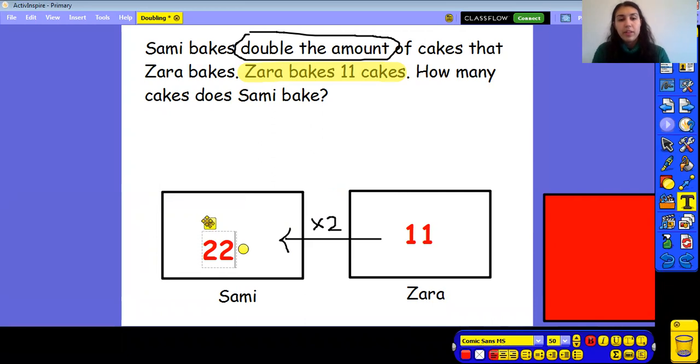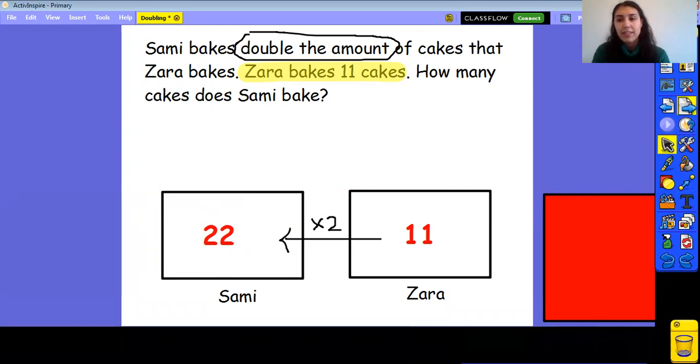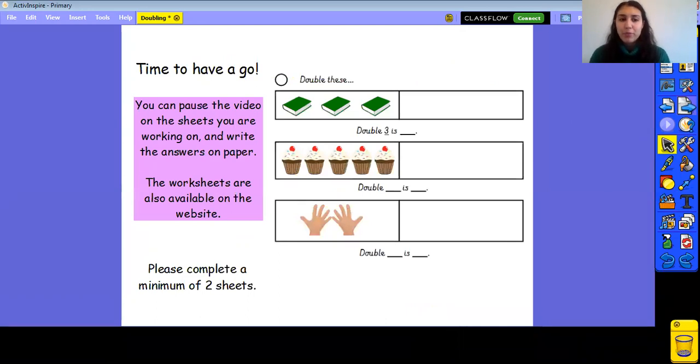There we go. So how many cakes does Sammy bake? Sammy bakes 22 cakes. Whew, that was really tough, but well done, everybody. It is now time for you to have a go by yourself.